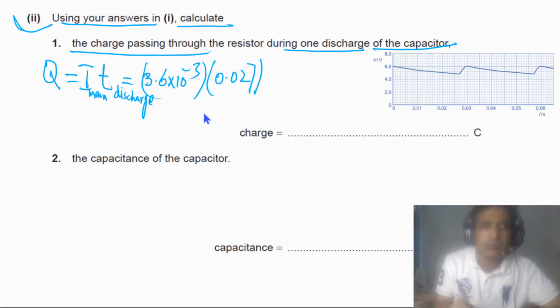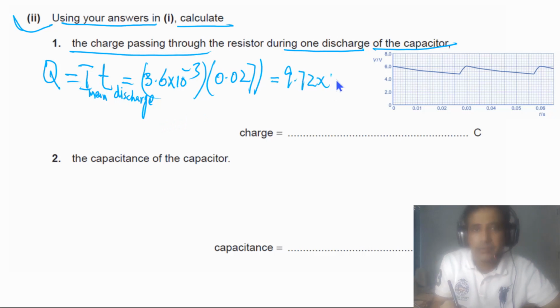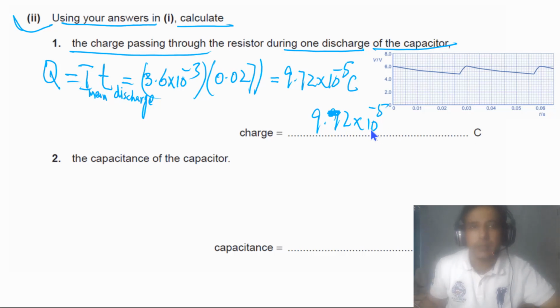Now simply we need to multiply and we can find the value of Q. That will be equal to 9.72 times 10 to minus 5 coulomb. So this is our final answer, 9.72 times 10 to minus 5 coulomb. So this is how we can calculate.